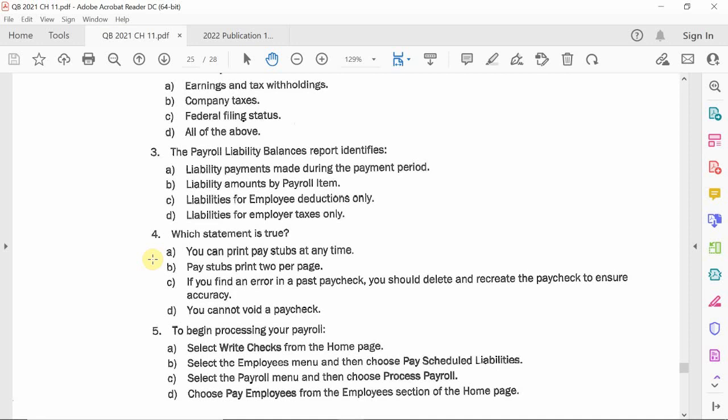Okay? Pay stubs print 2 per page. No, it doesn't. And then, if you find an error in a past paycheck, you should delete and erase the paycheck. No, in this case, no, you don't. You should never delete anything. You just have to make an adjustment. And then D says you cannot void a paycheck. Yes, you can. It's just not recommended.